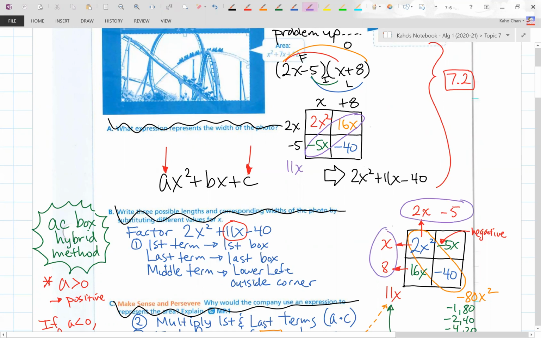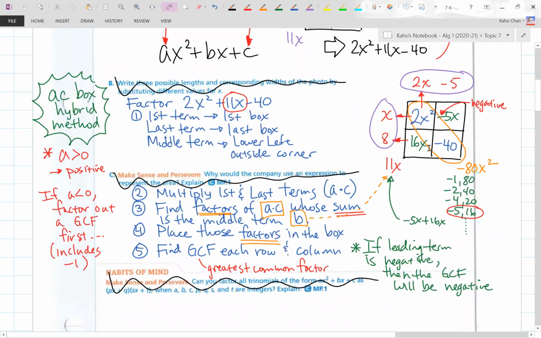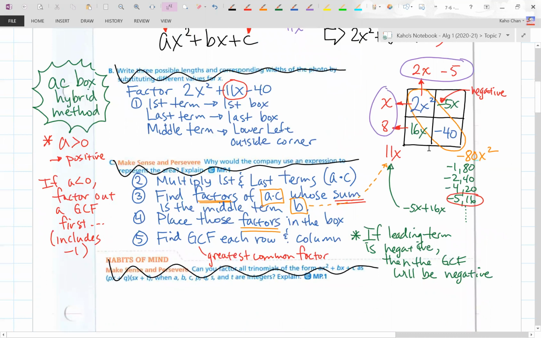This takes time to get used to, but this is the method I've been using with my students for the last few years. The other method, of course, is to just guess and check, a lot more difficult. All right, let's try some problems. Let's move on to the next page. There's a lot of little steps, but that's okay. Here we go.